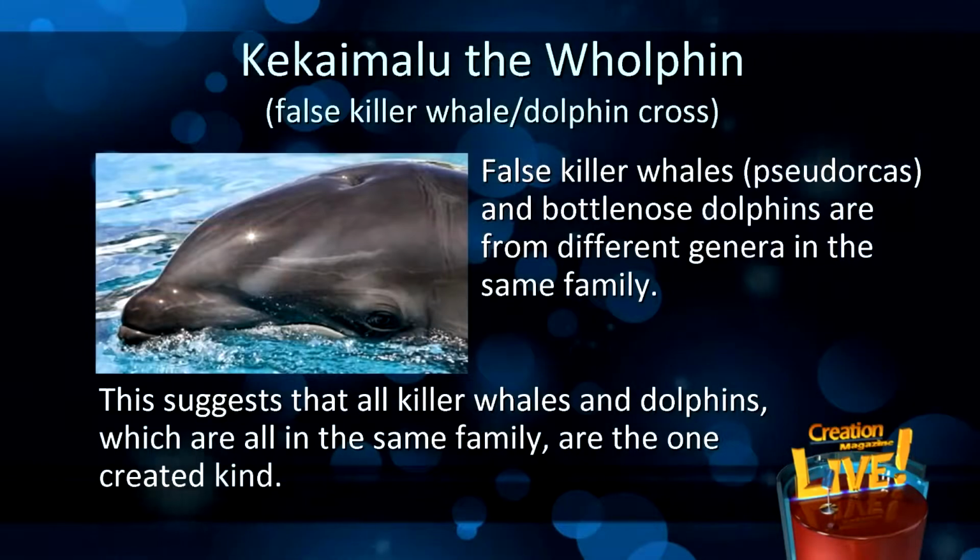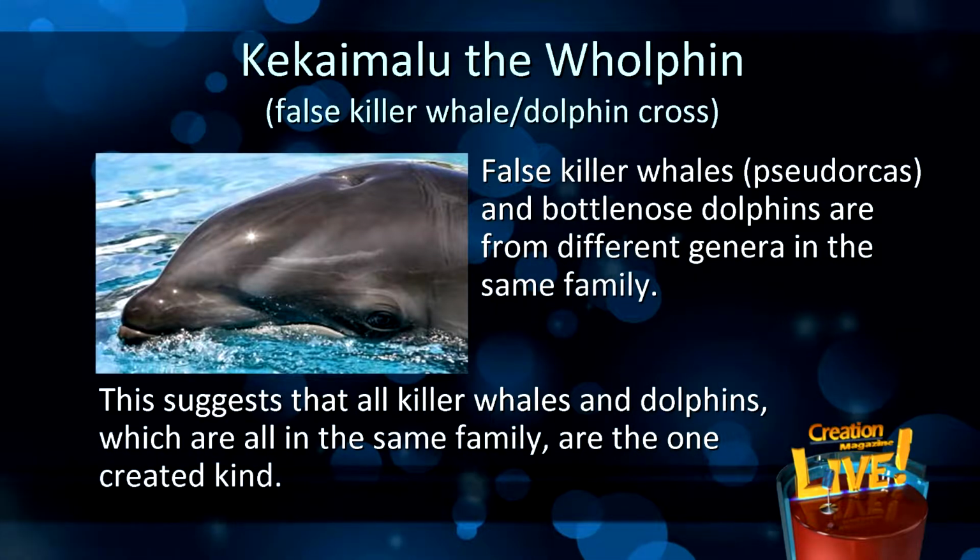In 1985, Hawaii's Sea Life Park reported the birth of a calf from the mating of a false killer whale and a bottlenose dolphin. The birth surprised the park staff since the parents are rather different in appearance. Here we have a hybrid between different genera in the same family.